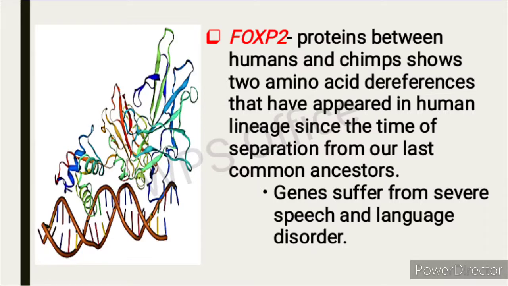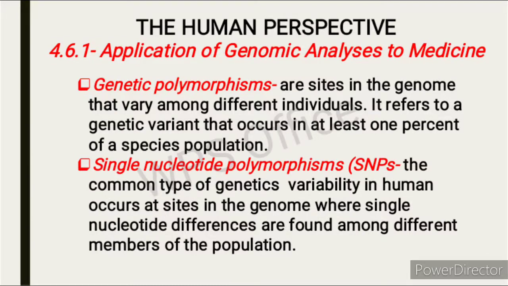The impact on medicine of the human genome sequence is discussed in the accompanying human perspective. In the human perspective, it is the application of genomic analysis to medicine. Genetic polymorphisms are sites in the genome that vary among different individuals. The term refers to a genetic variant that occurs in at least 1% of a species' population. A single nucleotide polymorphism is an SNP. The most common type of genetic variability in humans occurs at sites in the genome where single nucleotide differences are found among different members of the population.